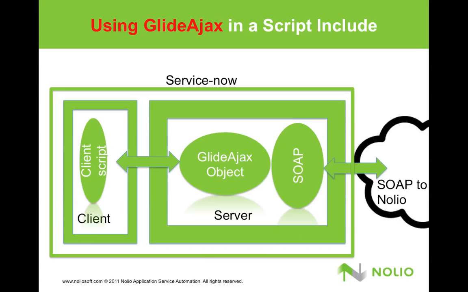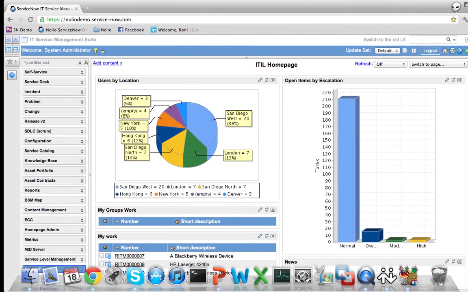We have our SOAP message stub. We've created our GlideAjax callable script include. What's left right now is to choose ourselves a form in ServiceNow, create some client script, JavaScript, and use our prepared backend objects to make calls to Nolio and launch them. I'm going to go ahead and show you how to do that in this short video.